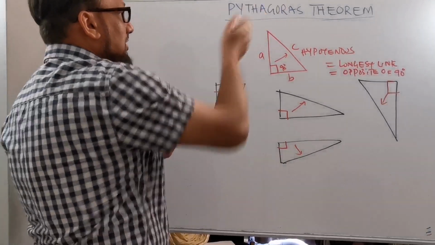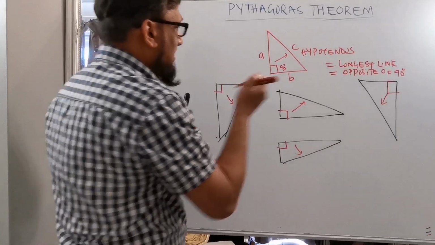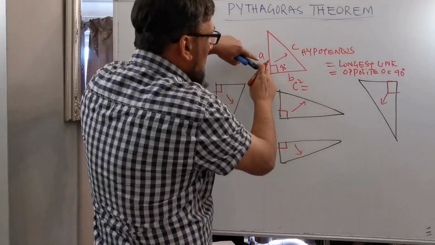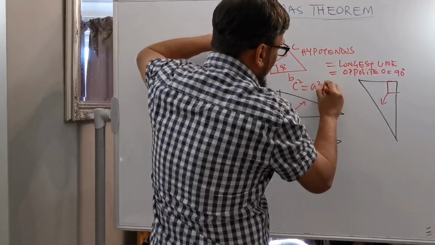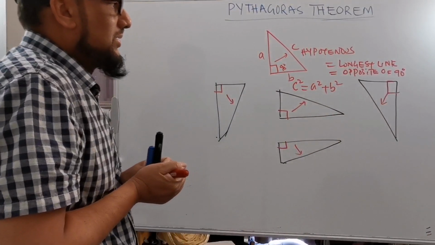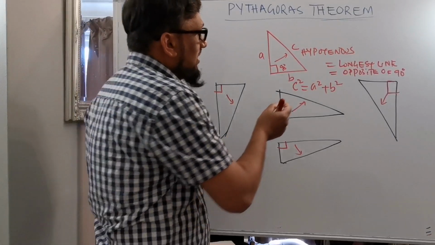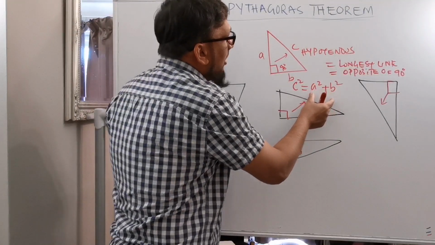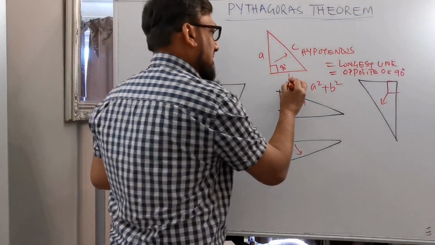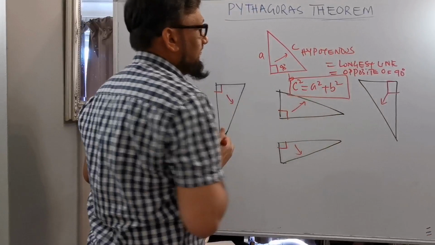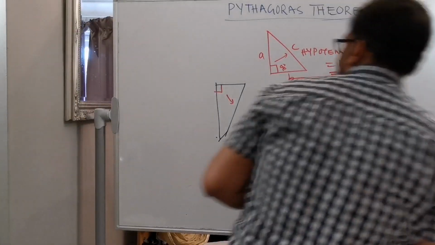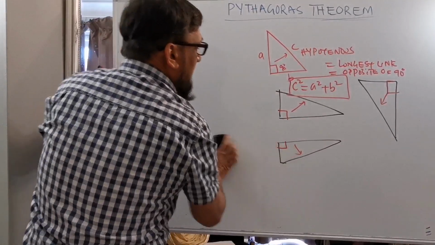So Pythagoras says c square equals a square plus b square. The sum of the squares of the two other sides is equal to the square of the hypotenuse. Let me take an example.